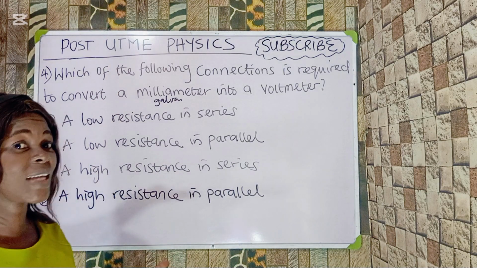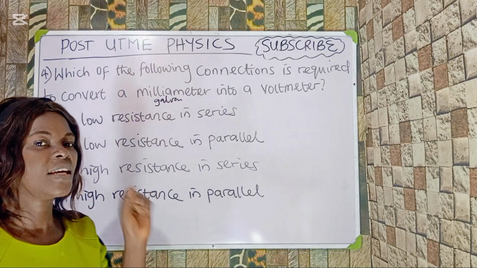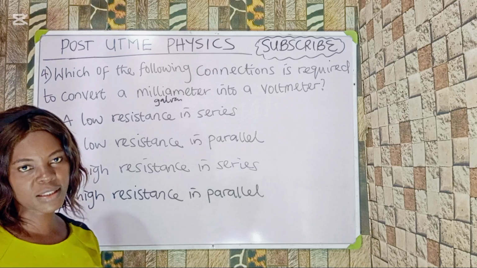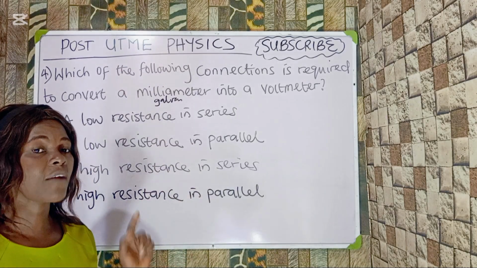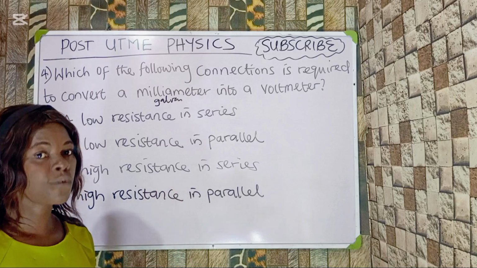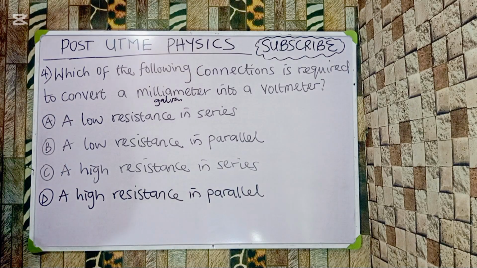So even if they did not say high resistance, we're still going to use a multiplier, and it must be connected in series with the galvanometer because the same current flows. You understand? The current that flows through the galvanometer flows through the multiplier. So the correct option to this question is option C.